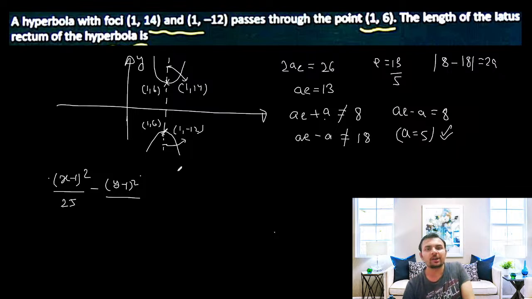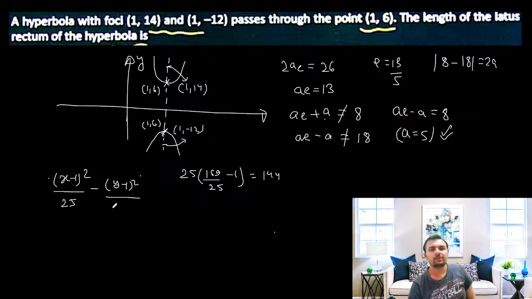B square is what? 169 upon 25 minus 1, which is 144. So 2b square by a is what? 2 into 144 by 5, 288 by 5. Okay, we got the same answer.